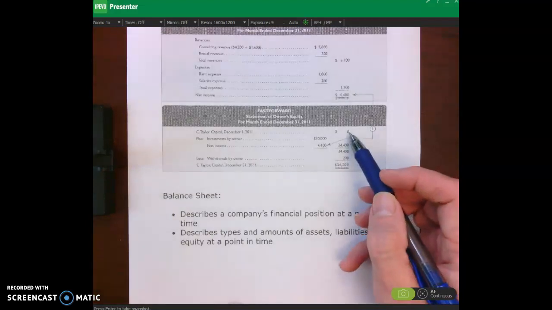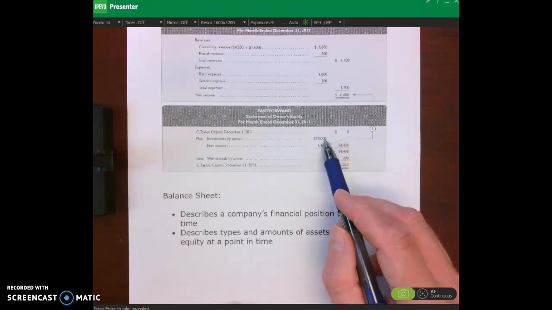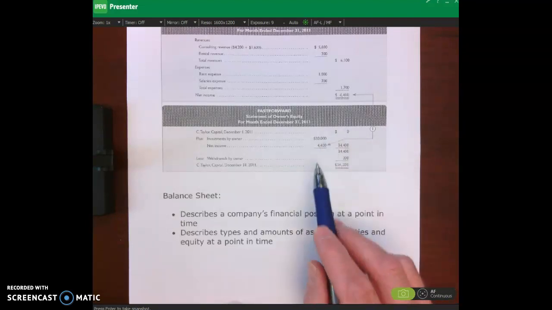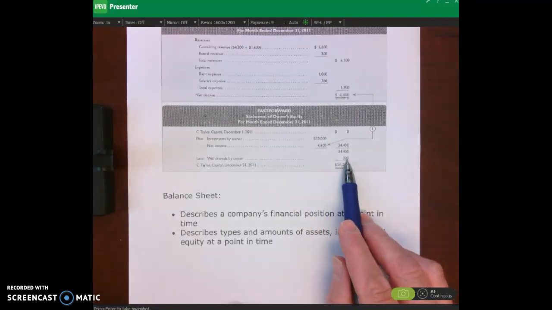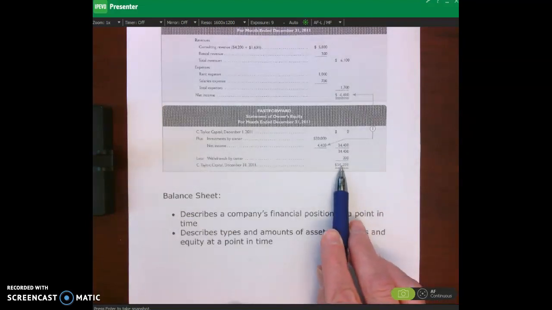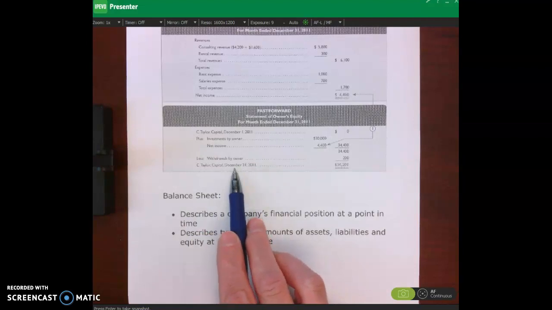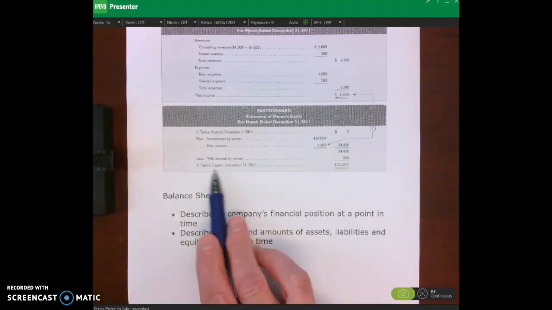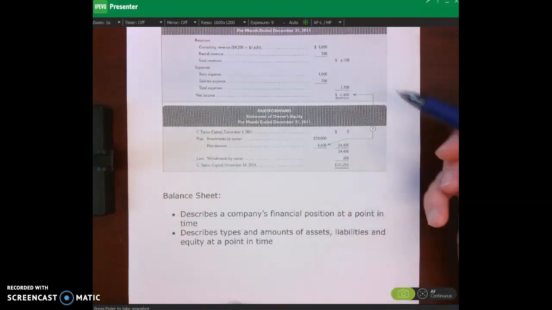So our statement of owner's equity, we start off by saying here's our beginning balance in capital plus our $30,000 investment by the owner plus our net income less our $200 of withdrawals gives us our ending balance in equity of $34,200. And it says C. Taylor Capital, December 31st. Our ending balance in equity is indicated by C. Taylor Capital, $34,200. How did I get that again?